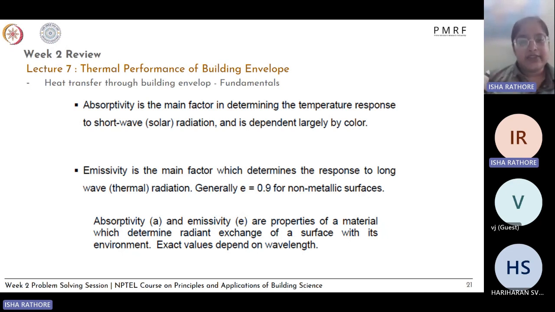Similarly, emissivity is the main factor which determines the response to long wave radiation. So remember, absorptivity is for short wave radiation and emissivity is for long wave radiation. Generally for non-metallic surfaces, emissivity is taken as 0.9. Both absorptivity and emissivity, represented by the letters A and E, are properties of a material which determine the radiant exchange of a surface with its environment. Exact values again depend on the wavelength of the radiation. Both of these are factors which affect the building performance directly.